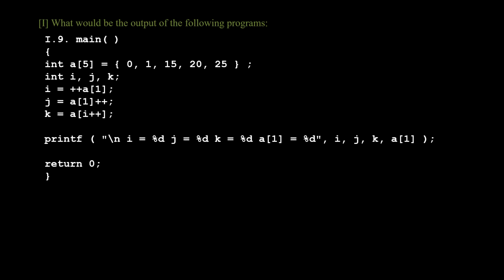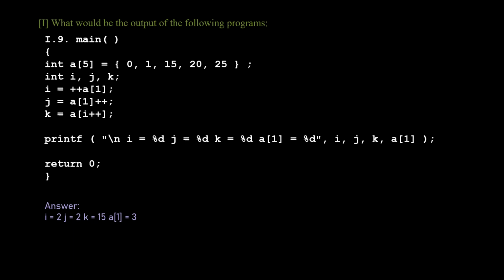9th question. Take some time to go over the program. I is plus plus a of 1, j is a of 1 plus plus, k equal to a of I plus plus, and we are printing I, j, k, a of 1. Let me start the timer. You may pause the video anytime if required if you want to take some more time. Let's see the answer.